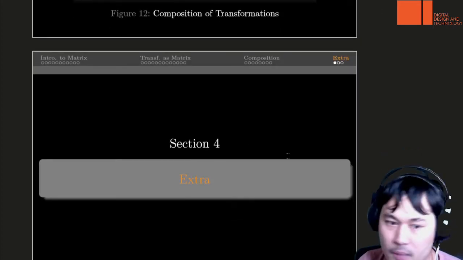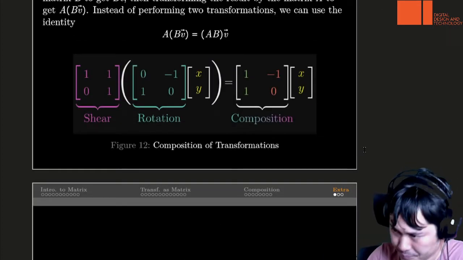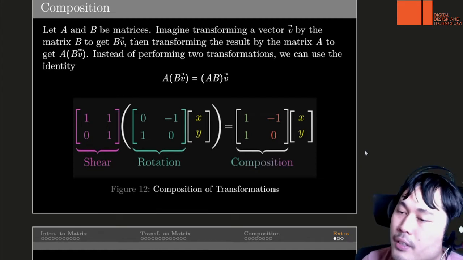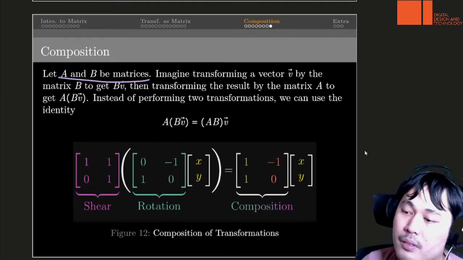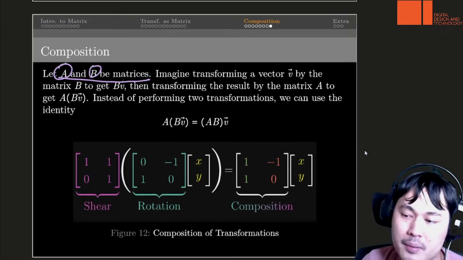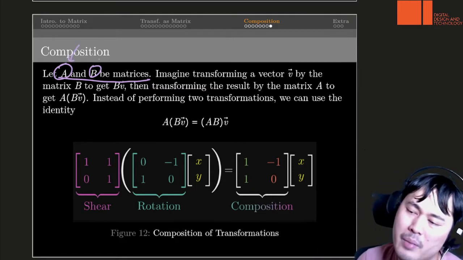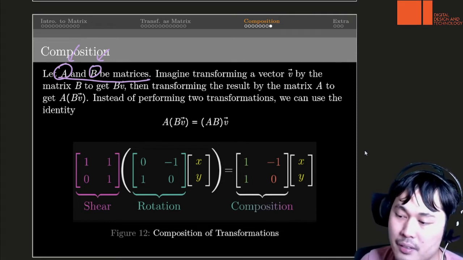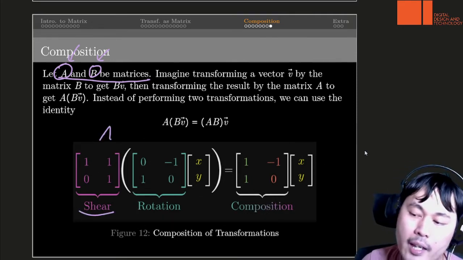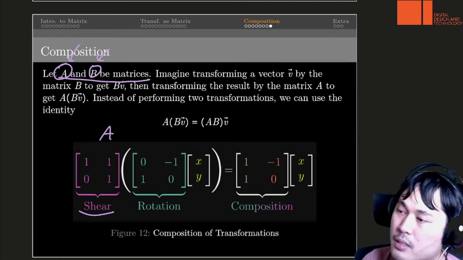So we didn't have that, but I'm gonna add it. So let A and B be matrices. Then A and B, they might or might not describe some kind of transformation. Like for instance, in this example, we have a shear. Let's say that's an A, and then the rotation, that's a B.